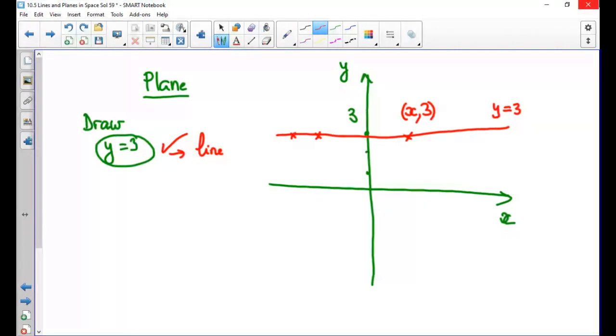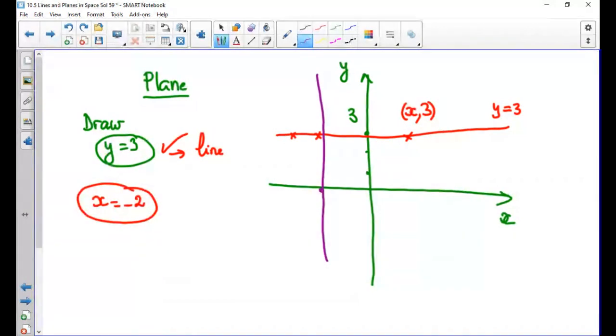If I say draw the line x equal -2, for example, this will be a vertical line. It will be here, at -2. So this line is the line x equal -2. Again, it will be parallel this time to what? To the y-axis. So in the plane, just xy, these equations are lines.